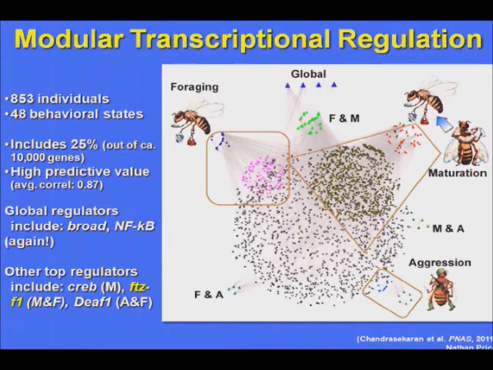Broad and NF-kappa B were global regulators, one of these four predicted to regulate expression across all 3 states. And then other top regulators: Krebs, involved in maturation, which is what we saw in a totally independent cis-regulatory-based analysis in the prior slide. FTZF1 also involved in hormone signaling, and DF1 involved in vertebrates with aggression, and we found this to be regulating expression in aggression and foraging contexts.